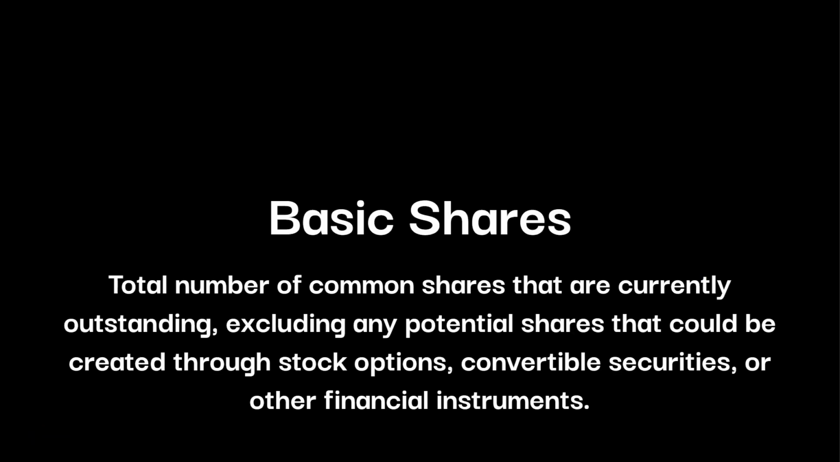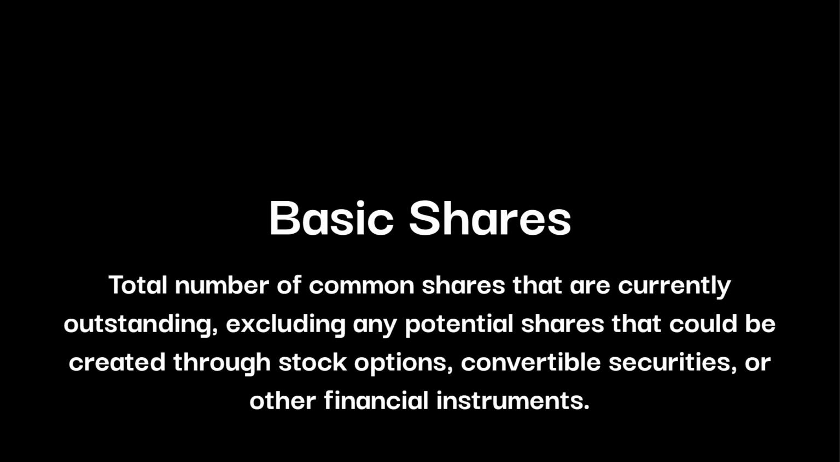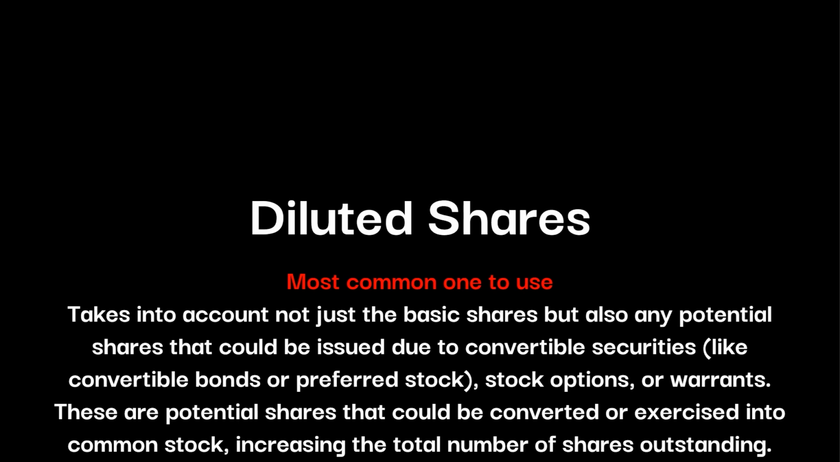Now, what I wanted to talk about is the two different types of shares that are on here. You have basic versus diluted. Very close values, but you'll see that there's some slight variation between them. So basic shares is the total number of common shares that are currently outstanding, excluding any potential shares that could be created through stock options, convertible securities, or other financial instruments. Diluted shares, and this is the most common one to use, takes into account not just the basic shares, but also any potential shares that could be issued due to convertible securities, stock options, or warrants. These are potential shares that could be converted or exercised into common stock, increasing the total number of shares outstanding.